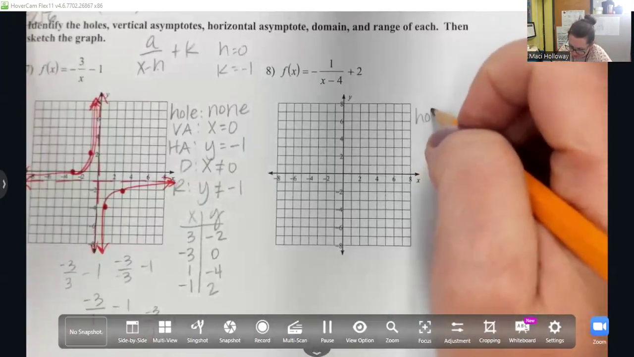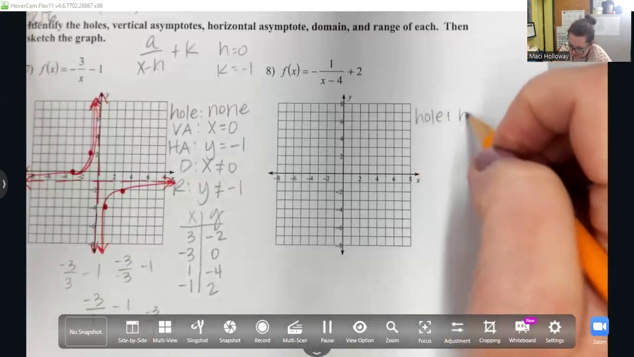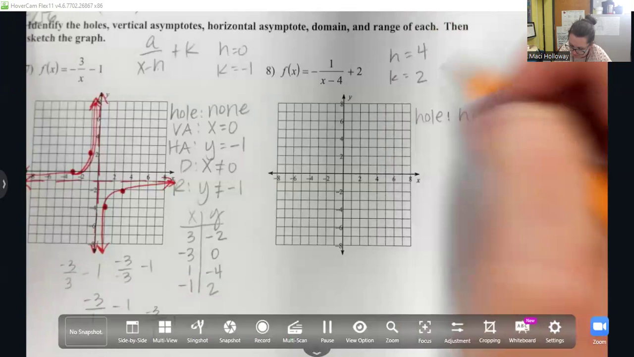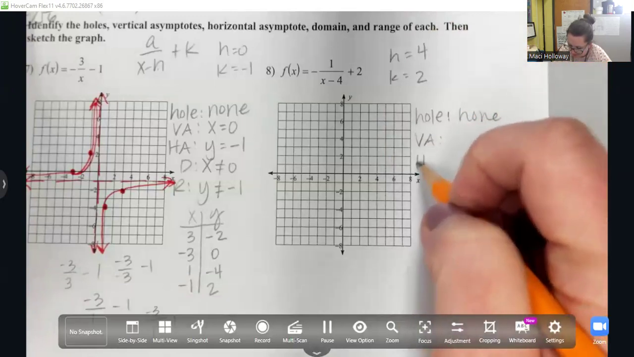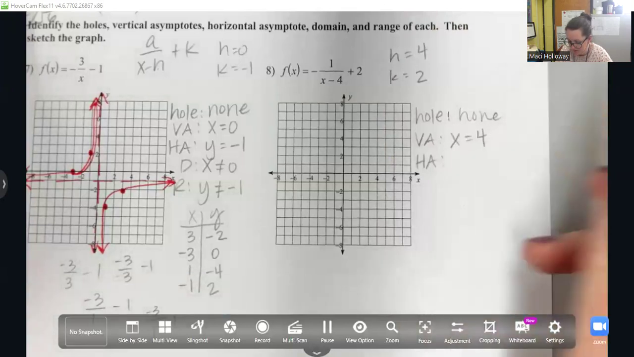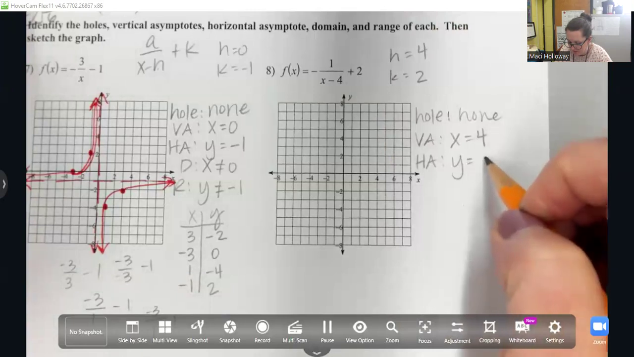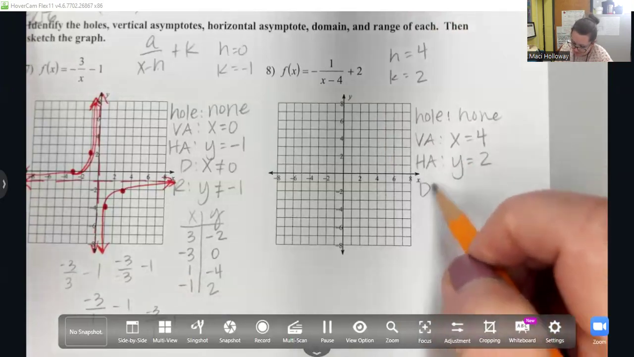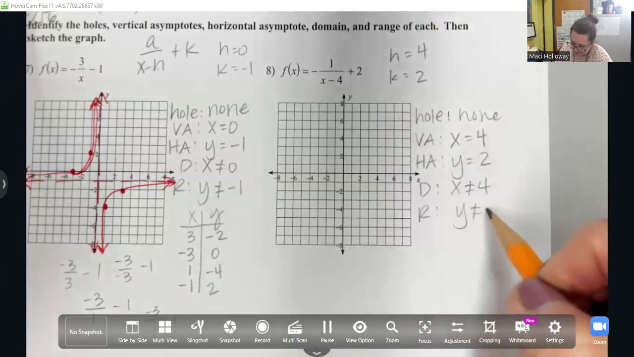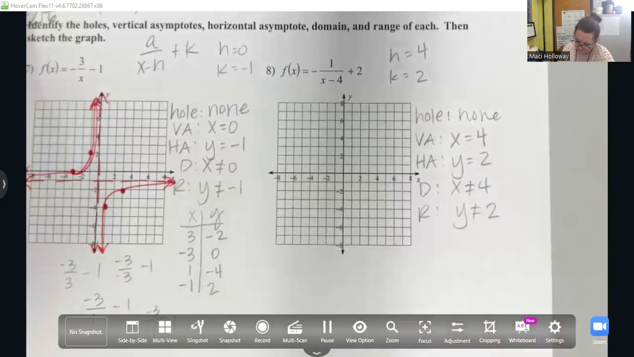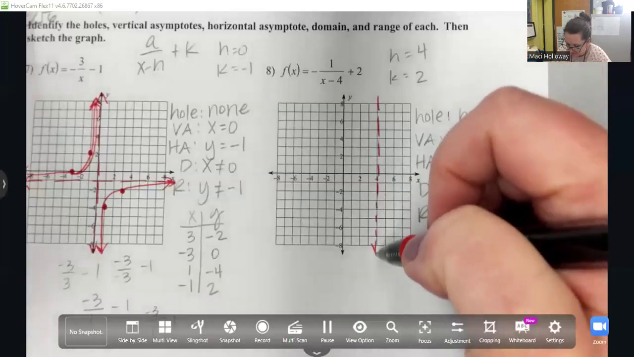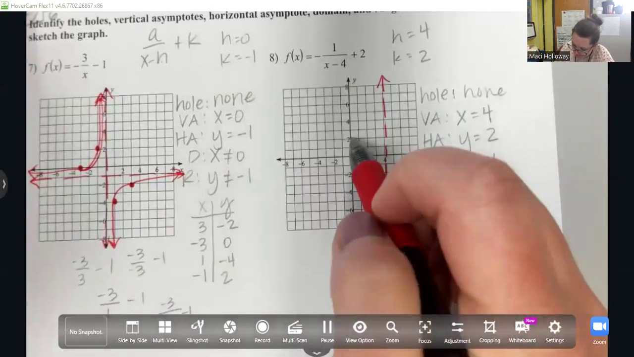All right, so hole, again, we have none. Our H and our K here are 4 and 2. So that's going to determine our vertical and horizontal asymptote. Vertical asymptote is X equals 4, and horizontal asymptote is 2. Then our domain is X cannot equal 4, and our range is Y cannot equal 2. So let's graph our asymptotes first. X equals 4 is our vertical asymptote. Horizontal asymptote is 2.